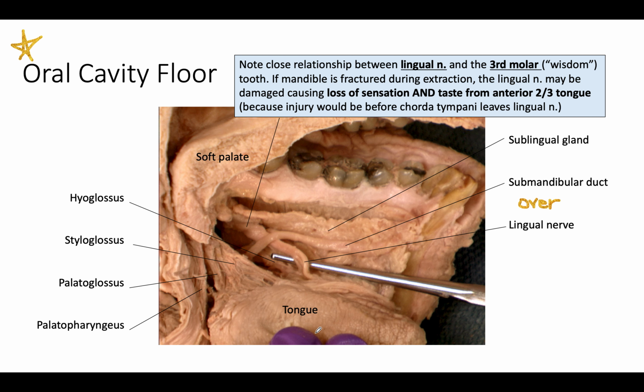Notice that the lingual nerve is really close to that third molar, and so if the mandible is fractured, it may cause damage and loss of sensation and taste to the anterior 2/3 of the tongue.